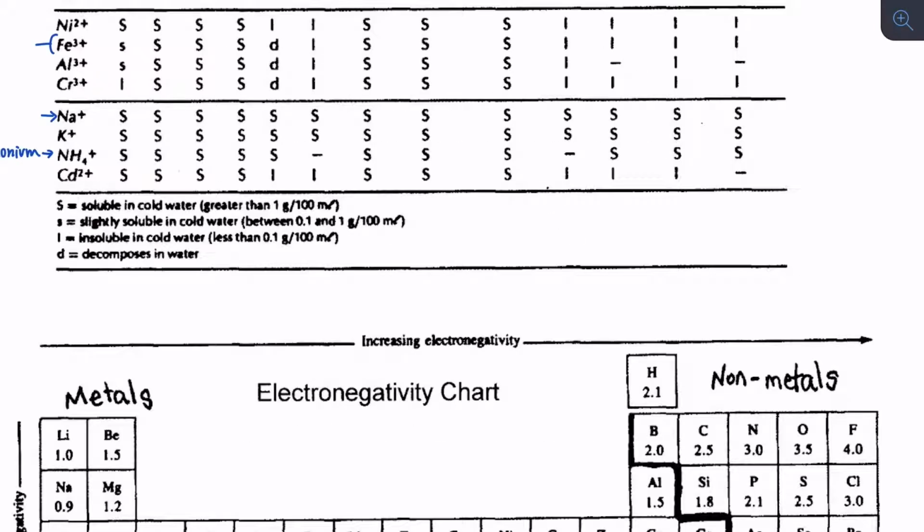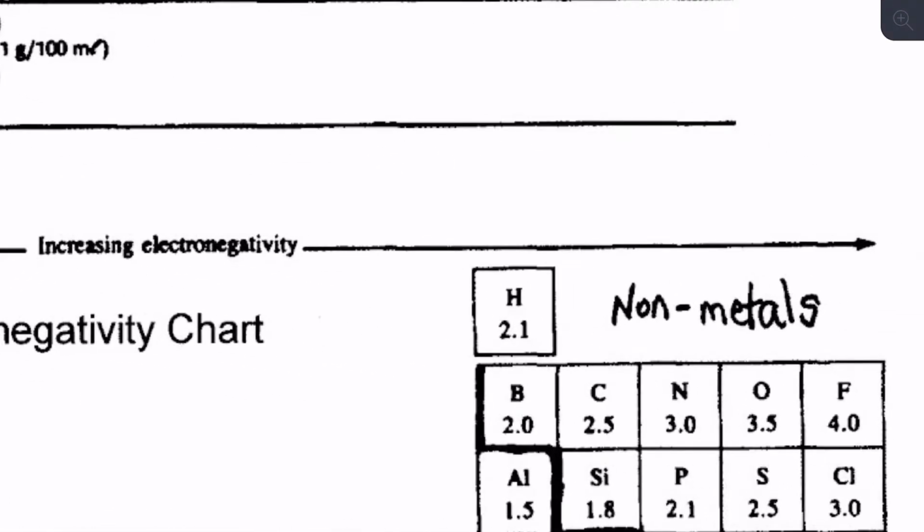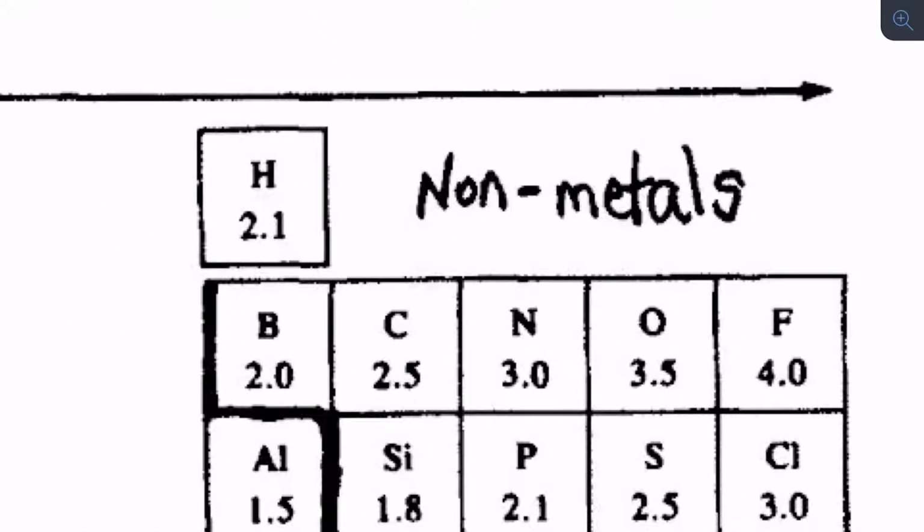So here we have the electronegativity chart, and we are looking for the electronegativity of hydrogen, carbon, nitrogen, oxygen, fluorine, and chlorine. And those are the numbers that are written in the box here. So hydrogen is 2.1, carbon 2.5, nitrogen 3.0, oxygen 3.5, fluorine 4.0, it's the most electronegative, and chlorine 3.0.